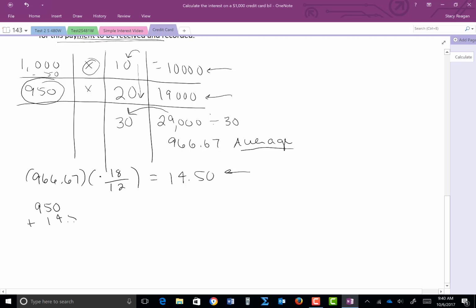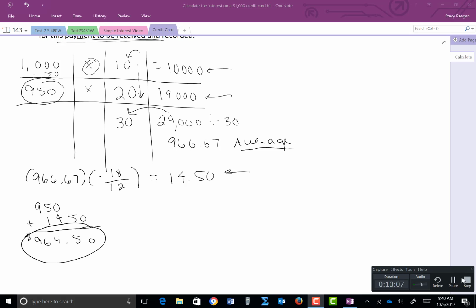This is the finance charge. So the new balance that goes at the top of your credit card is $964.50. That's what's going to be at the top of your next credit card. So this is probably the most complicated kind of credit card interest you could do.